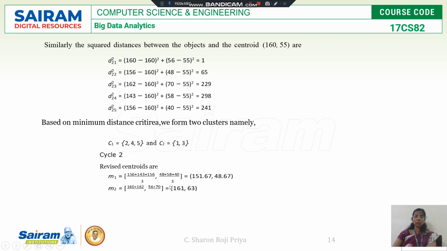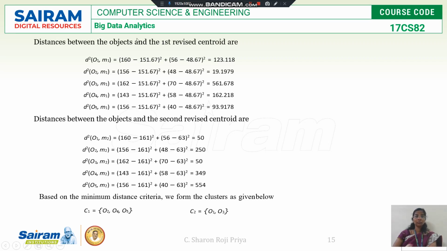Similarly, the next one also. Why am I dividing by 3? Since we have 3 objects, you are supposed to divide by 3. Similarly, this you have to divide by 2. Here 2 should come, and you will get some values. Now, these are the revised centroids. Now, what you have to do? You have to calculate the square distance between the data points and the revised first centroid, then the square distance between the data points and the revised second centroid.